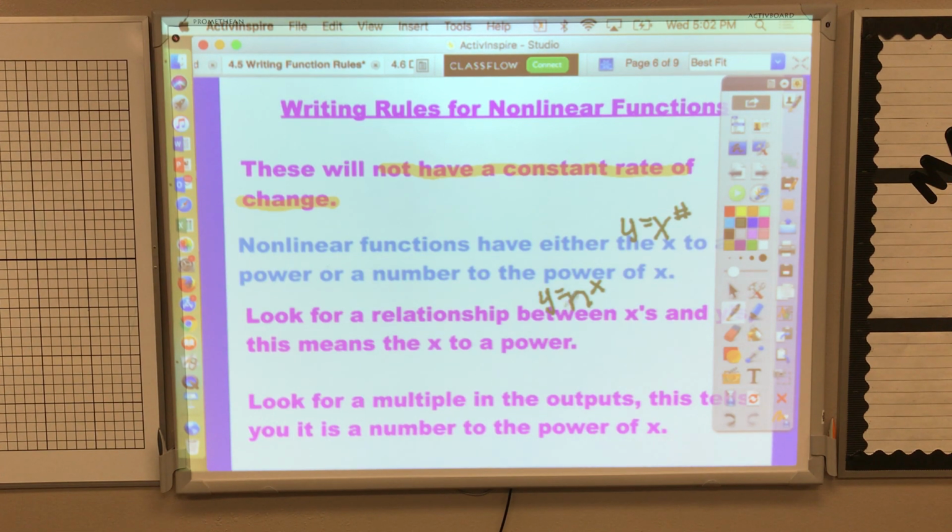Okay, if that doesn't work, then you want to check if there's multiples of the same number in the outputs. So that would happen if we have something being taken to a power. Because if you think about that, if I have 2 to the second power, I get 4. So their x would be 2. But if I have negative 2 to that second power, I also get 4. So we're getting that output based on our power of x.